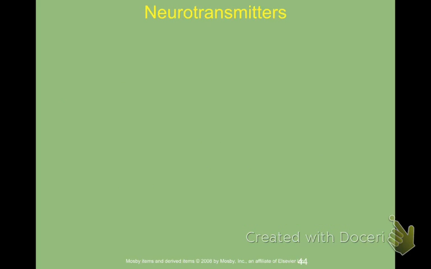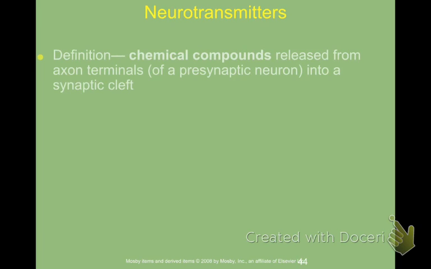So the next part of our lecture is about neurotransmitters, which is the end result of this action potential traveling down the axon. What is a neurotransmitter? It's a chemical compound released by the axon terminals. It's held up in vesicles of these presynaptic neurons. So we're going to see a couple of words here, presynaptic and postsynaptic.